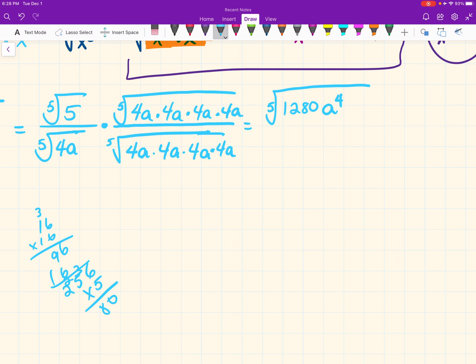None of them can come out because it's a 5th root. On the bottom, though, we have 1, 2, 3, 4, 5 4a's. So a 4a can come out.